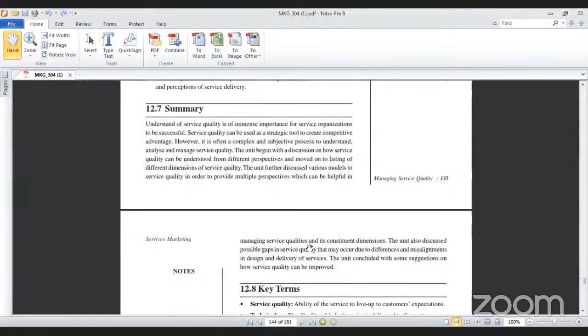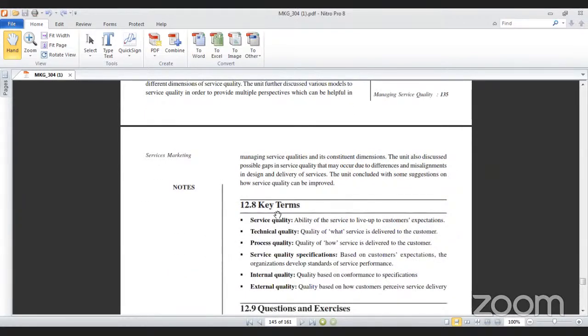The unit also discusses possible gaps in service quality that may occur due to differences and misalignment in designing the delivery of service. The unit concludes with some suggestions on how service quality can be improved.